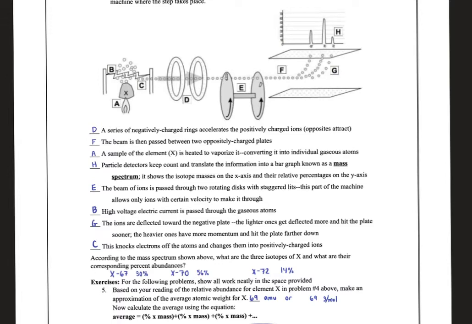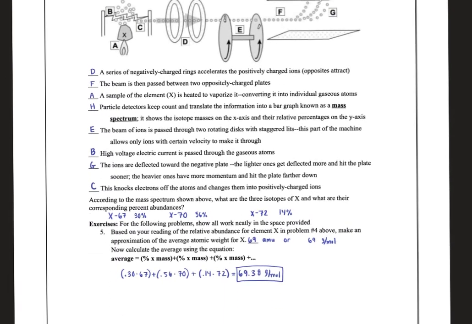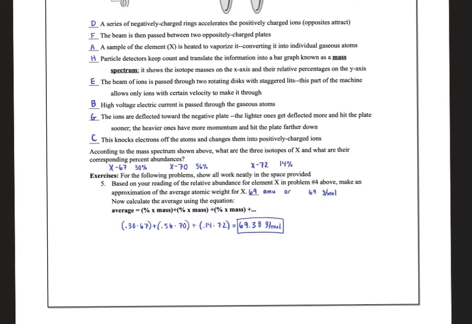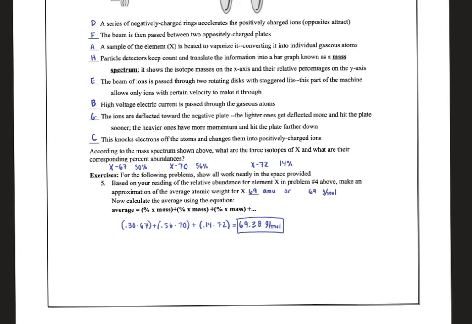So here's what the exercises look like. For the following problems, show all work. Based off your reading of the element X in problem 4, so we got our percentages here, make an approximation of the average atomic weight.